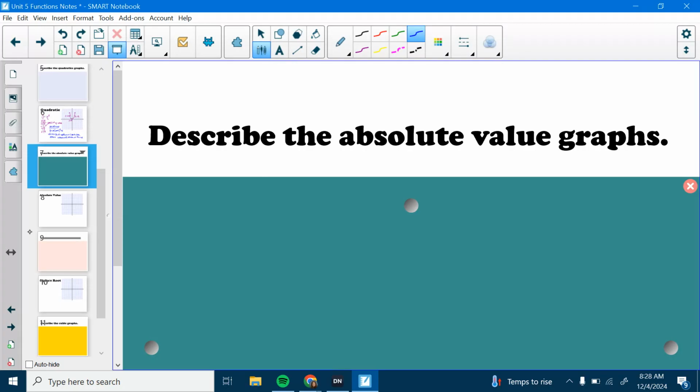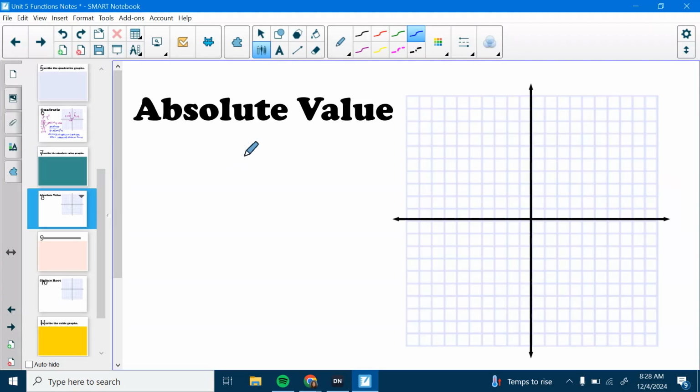Now, in case you forgot, and that's okay, absolute value means the distance from 0.